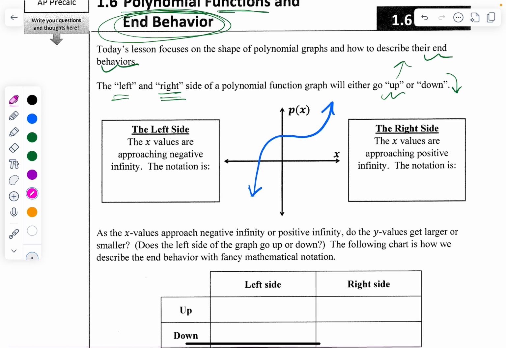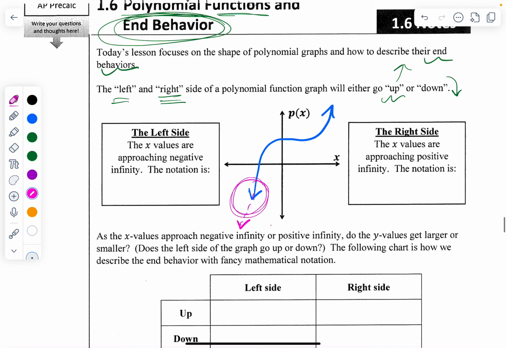The left side here will be this farthest left point, and we can see that as it goes left, it's also going down, and it's continually going down until it reaches negative infinity. And we can see here on the right side, it's continually going up until, all the way to the right, it reaches positive infinity.